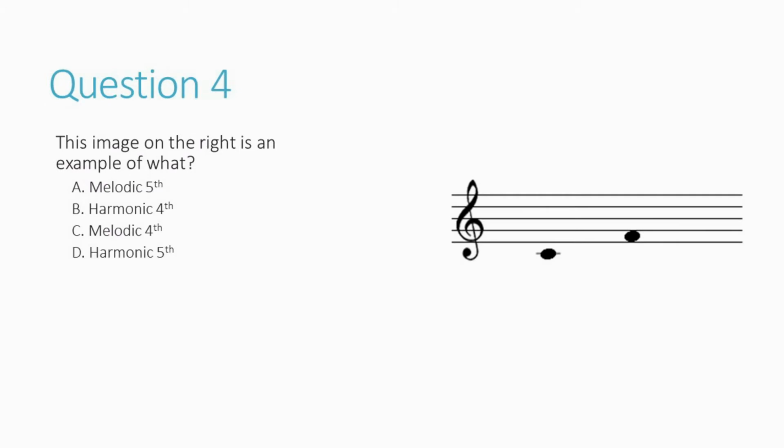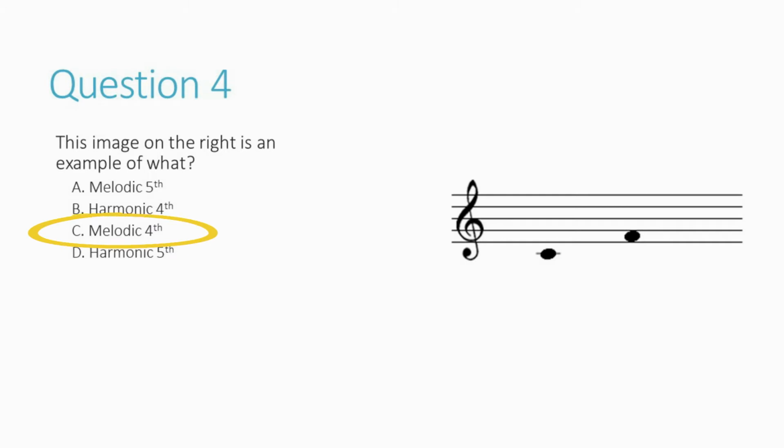Question 4. This image on the right is an example of what? A. Melodic fifth, B. Harmonic fourth, C. Melodic fourth, D. Harmonic fifth. The correct answer is C. Melodic fourth.